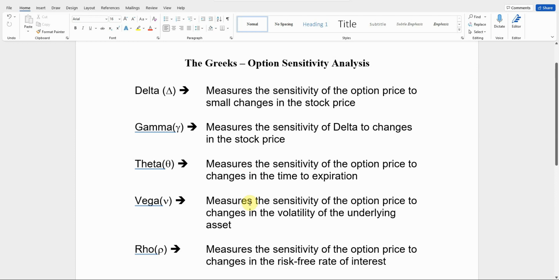Vega measures the sensitivity of the option price to changes in the volatility of the underlying asset. So as volatility goes up, the value of the option increases, and that's because there's more chance of an upside. Remember, with options we're only really playing half the distribution. If I have a call with a 60 strike, if it goes to 65, that's great. If it goes to 70, that's better. If it goes up to 100, that's awesome.